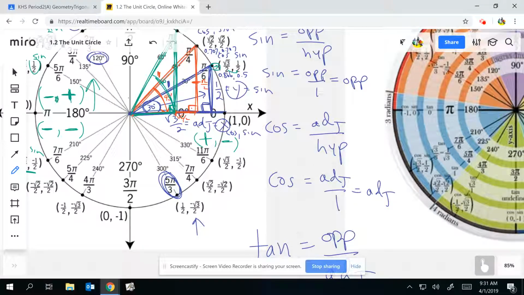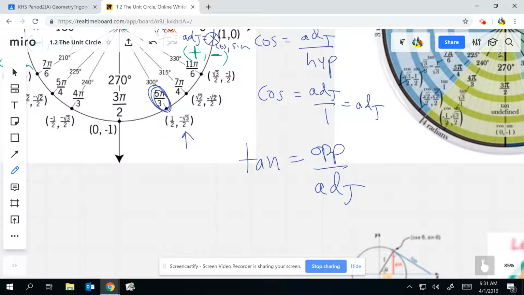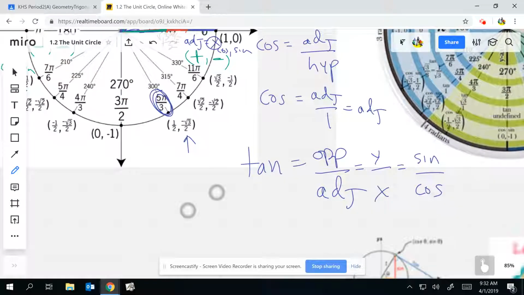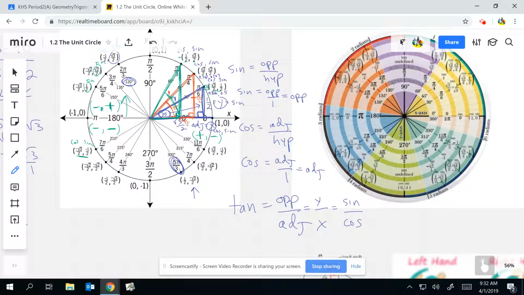So technically, the tangent is going to be the y value over the x value. And on our unit circle, we know the y value is our sine, and we know the x value is our cosine. So if you take your sine and divide it by your cosine, you're always going to get a tangent. The unit circle proves that. When you have the opposite side over the adjacent side, your opposite was sine, your adjacent was cosine, you divide them, you get tangent. So that's a good one to know.